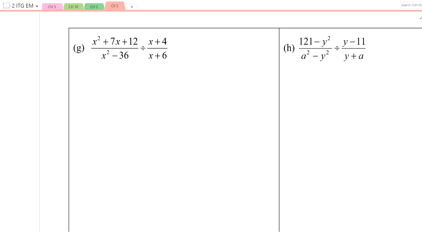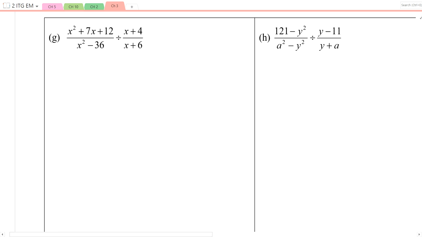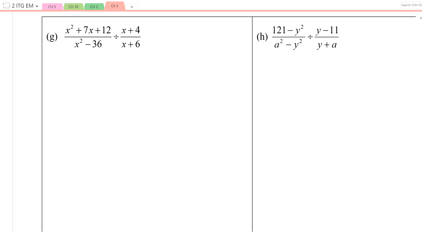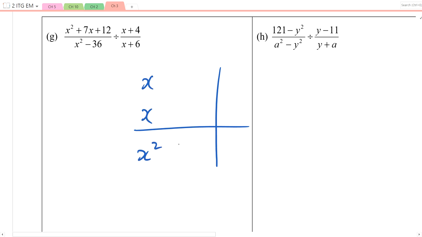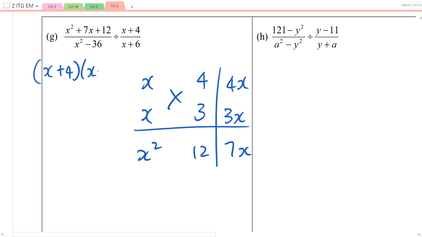Okay, give you some time. Okay, now I will do this for you. X squared plus 7x plus 12. Actually, I know it's going to be x plus 4, x plus 3. Okay, let's check. X squared. This is going to be 12 and 7x. So 4 and 3, 3x, 4x. So yeah, I'm right. X plus 4, x plus 3.